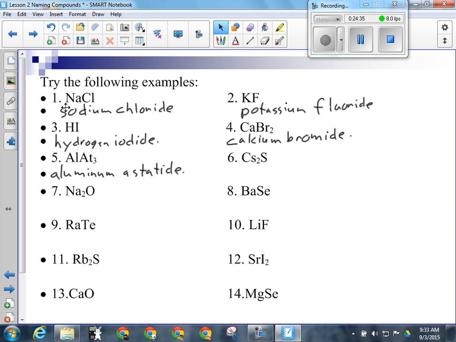Any questions on those 5? All right, let's look at a few more of these here. Okay, so for number 6, I've got Cs, cesium, with sulfur. Okay, so this is going to be cesium sulfide. Okay, for number 7, I've got sodium and oxygen. And again, the 2 doesn't make any difference in the name, so this is sodium oxide.